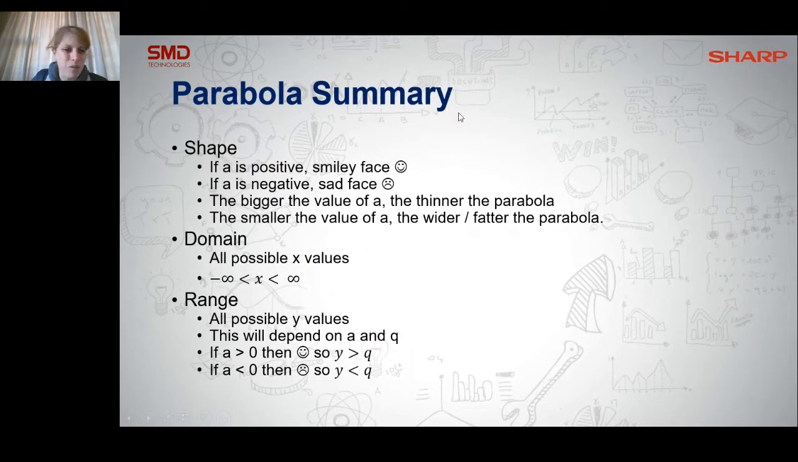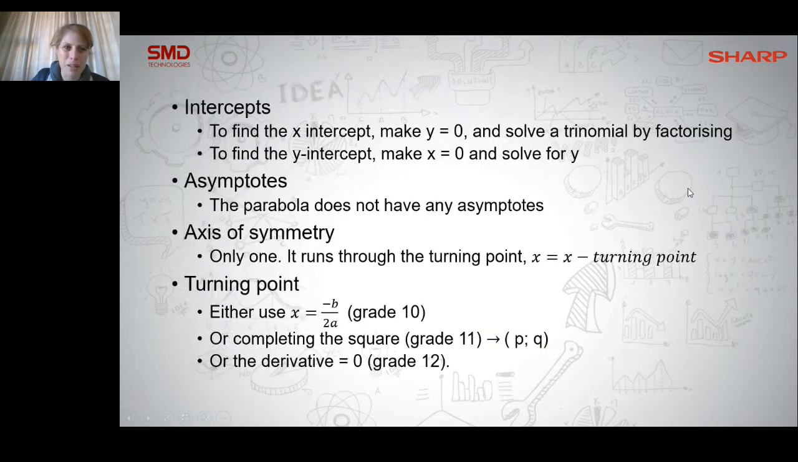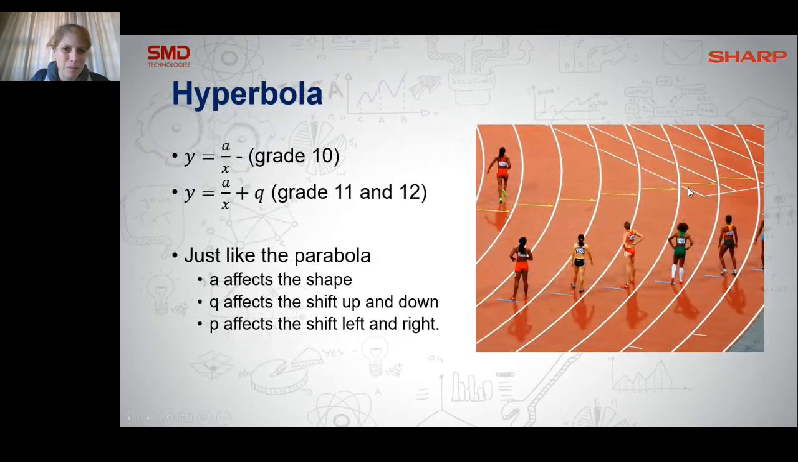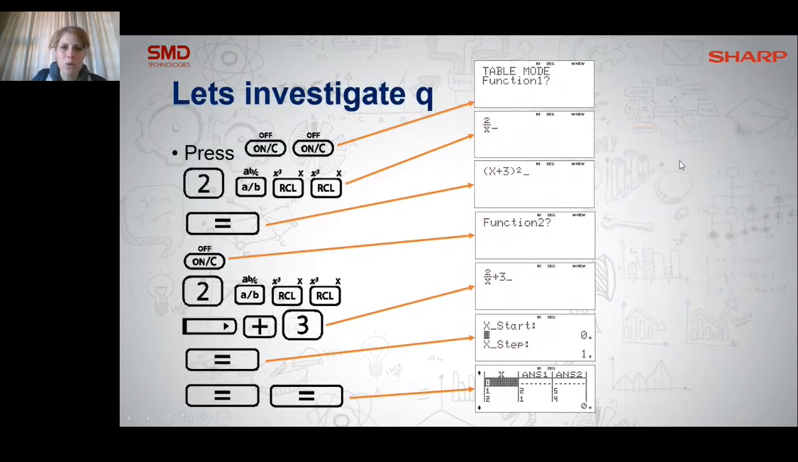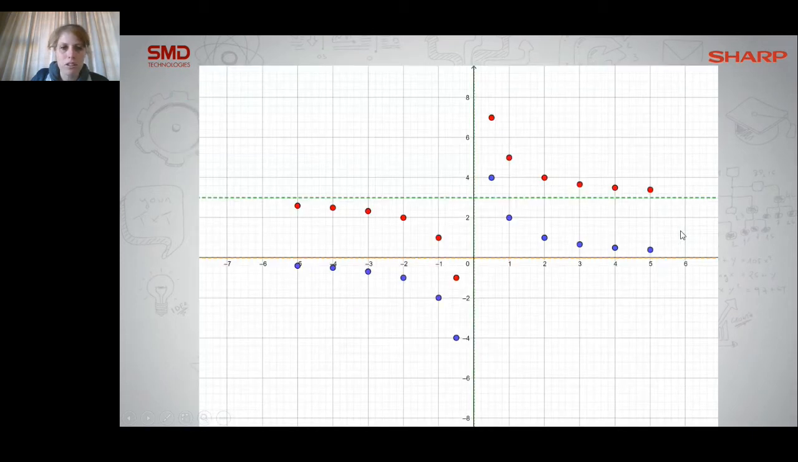So here is a summary of everything to do with parabolas and, of course, their intercepts. Then we can run the same sort of investigation for a hyperbola. So again, you type your hyperbola function into your table mode function, and then you can see here's your original hyperbola, and this is the shifted hyperbola here as well. Oh, but I do need to show you something. So I'm going to switch back to my calculator for just a sec.